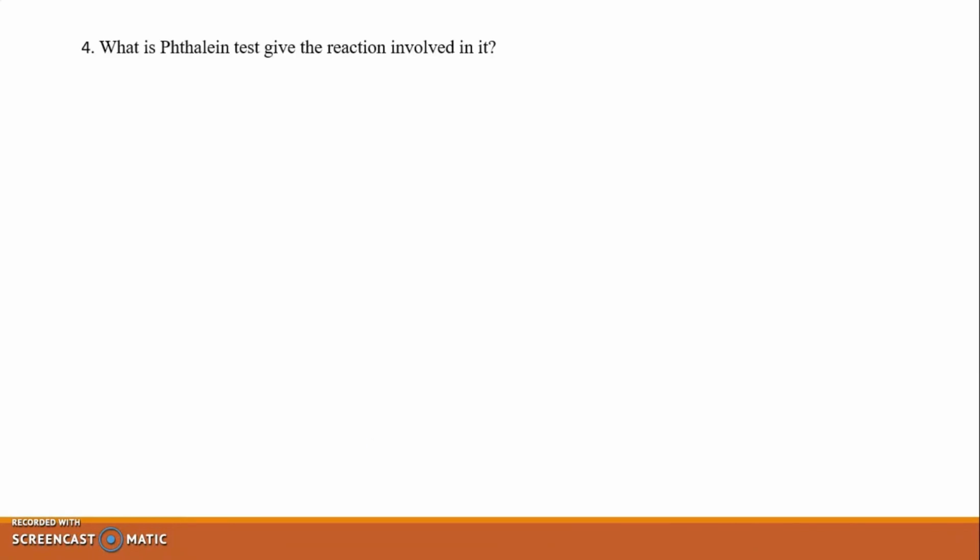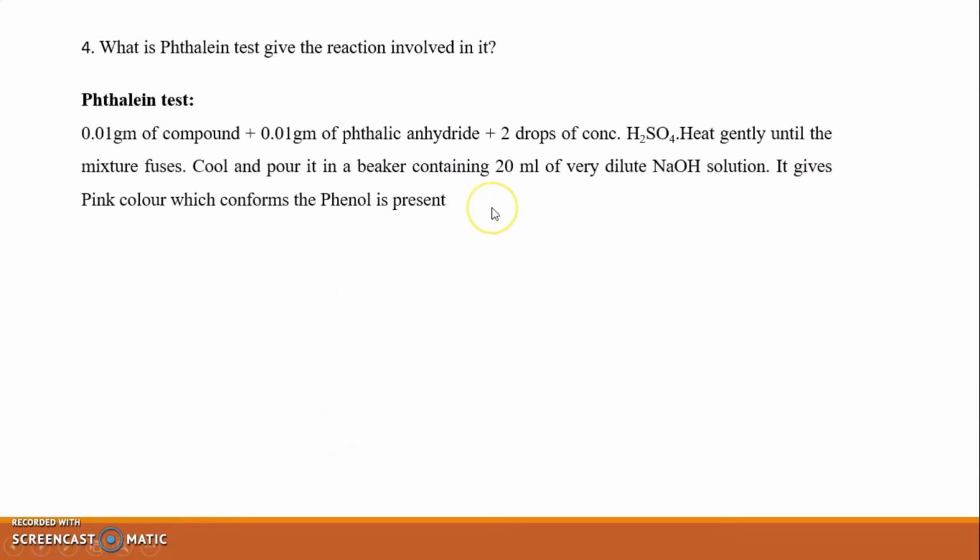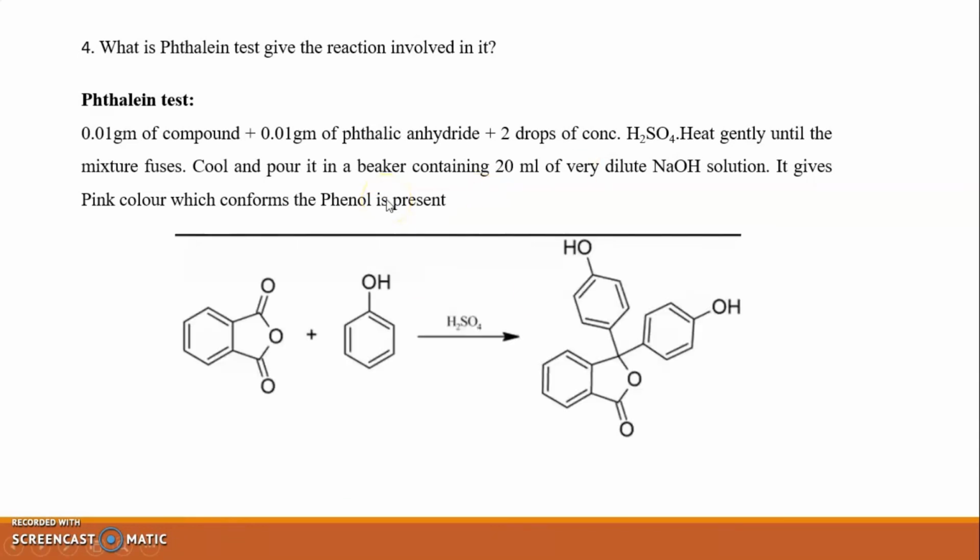Next, fourth question: what is phthalein test? Give the reaction involved in it. The phthalein test is useful for the detection of phenols, or it is a confirmatory test for phenol. The procedure is: take 0.01 gram of compound and add phthalic anhydride. Add concentrated sulfuric acid dropwise. Heat gently until the mixture fuses. Cool and pour it into a beaker containing 20 ml of very dilute sodium hydroxide solution, which gives a pinkish color that confirms phenol is present.